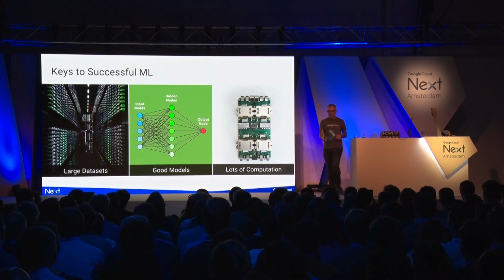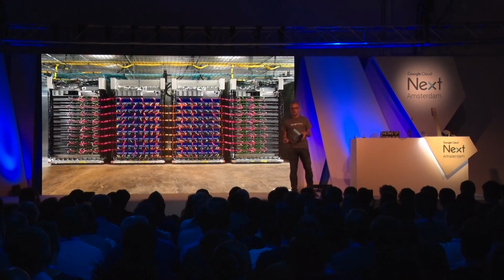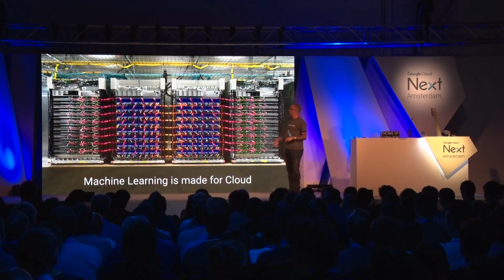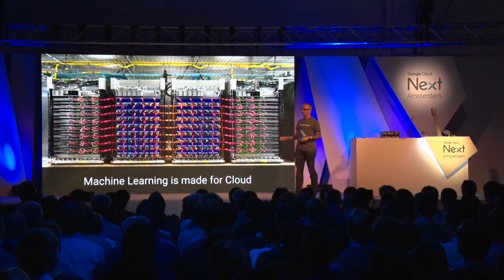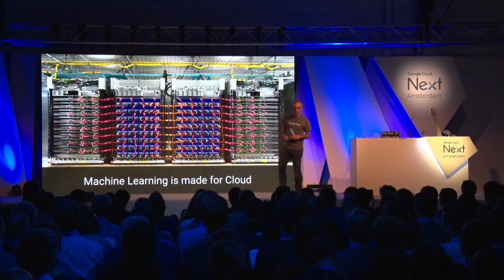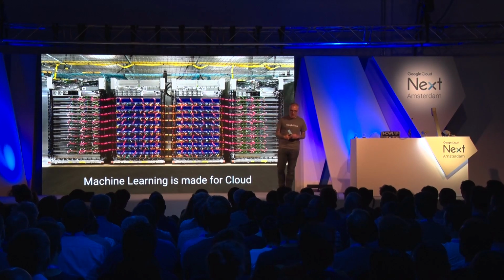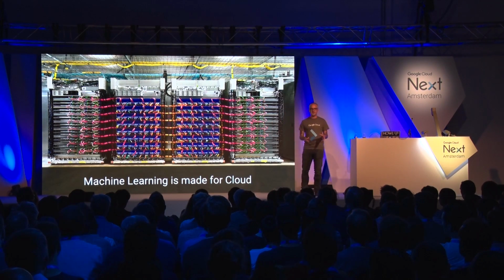Let me grab the clicker again. So I just told you what we needed for good machine learning, for it to be successful. These lovely things here are our new pods of TPUs. Each one of these pods is 11.5 petaflops. So that's a whole load of capacity to train models.